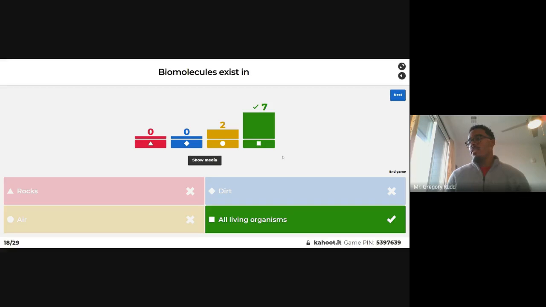Now, you could also make a case that you might find some in the rocks and in the dirt as well. But we want to think about life. That's why we have this root word bio present.